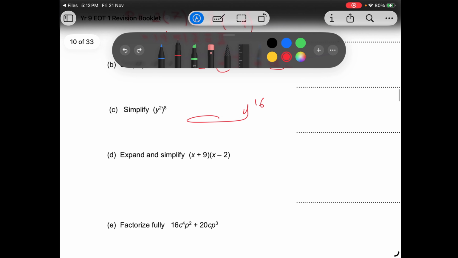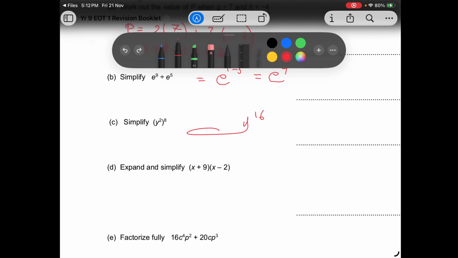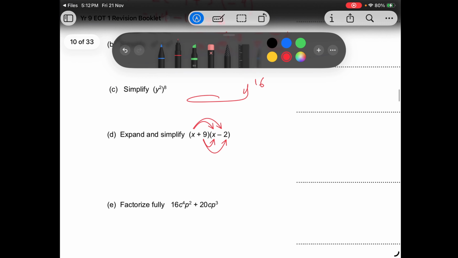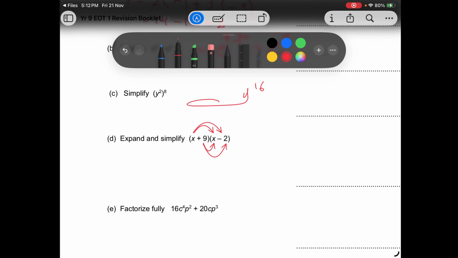Expand and simplify. So what we will do, this is not the first problem of that sort we handle together. So this one times this one, and 9 times y, and 9 times minus 2, and we will see whether there is room for simplification or not. So first by first, it will be x squared, then first by second will be minus 2y, then second by first will be 9y, then second by second will be minus 18.